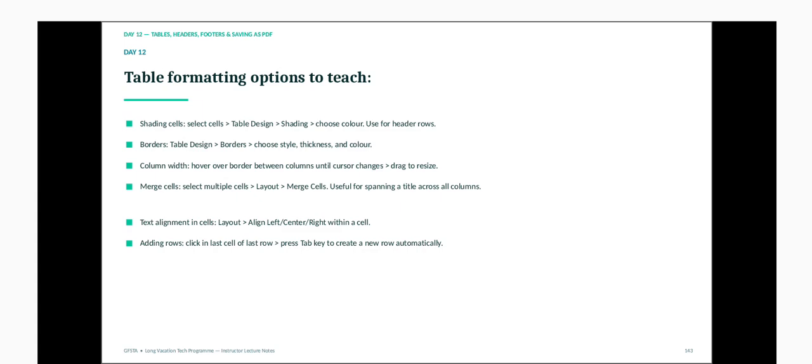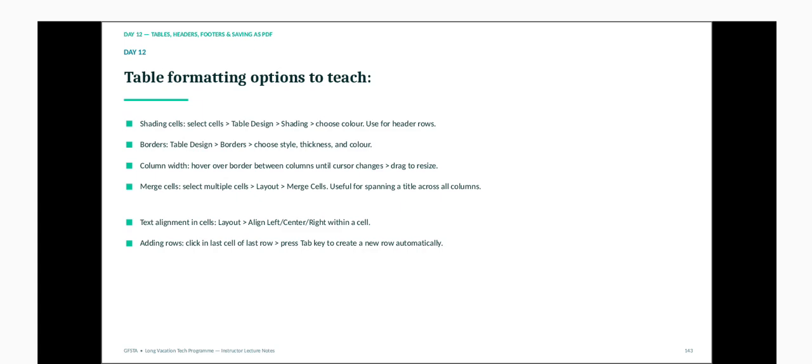Then merge cells. If you want to merge cells, select the multiple cells you want to merge, then Layout, then Merge Cells. Or you can select the multiple cells you want to bring together, then right click, and you see Merge Cells. I'll still show you that. Then text alignment, adding more rows and so on and so forth.